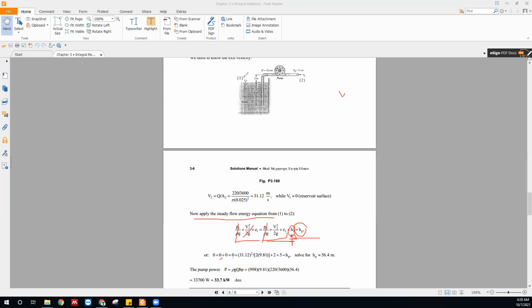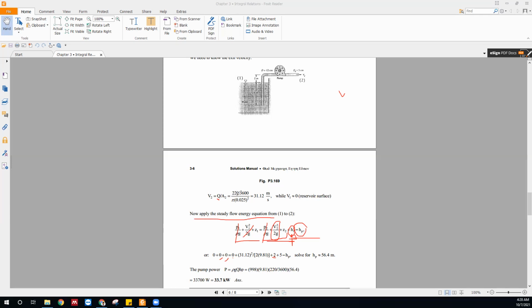And Z1: if we assume this is the baseline, Z1 is 0, then we can calculate Z2. Z2 is basically the distance between these 2 points, so Z2 is just 2. Now, we still need to calculate V2 square by 2g. We don't know V2, the velocity of water at this condition, but we have the flow rate, so we can calculate the velocity at position 2 using V2 equals Q by A2.